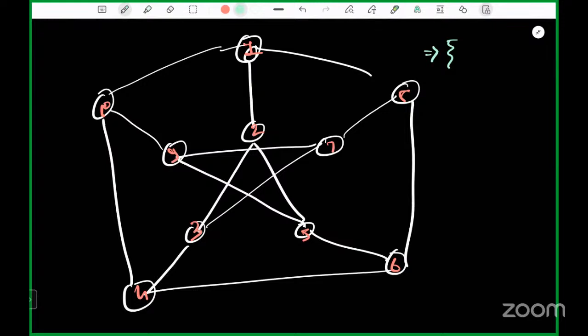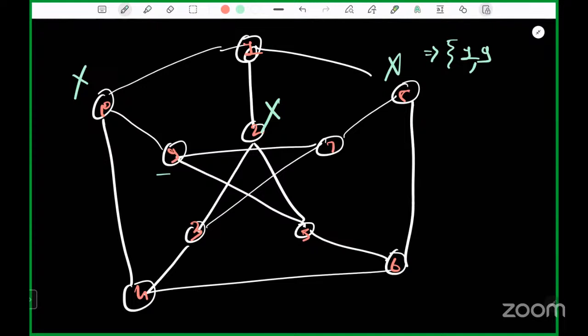Okay, so let's see. I think we can start with any vertex because we have to start from somewhere, right? So suppose I start with 1. If I take 1 in my independent set, then what are the choices we have to discard? If you have taken 1 in your independent set, you cannot take this vertex, this vertex, and this vertex. So you can go with any other vertex. Suppose I take vertex number 9. So 1 I have taken, 9 I have taken.